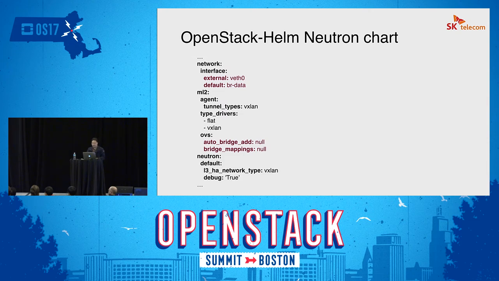This is about the OpenStack Helm Neutron chart. We override some of the values. Upstream is updated quickly, and our content is a month old, so it may have changed slightly. Even so, understanding the Neutron chart will help you a lot.